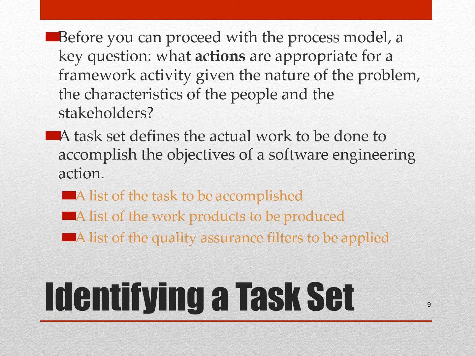Before you can proceed with the process model, let me put a key question. What actions are appropriate for a framework activity given the nature of the problem, the characteristics of the people and stakeholders? A task set defines the actual work to be done to accomplish the objectives of a software engineering action. We list the tasks to be accomplished, a list of the work products to be produced, and a list of the quality assurance filters to be applied. So this way we'll be identifying a task set.